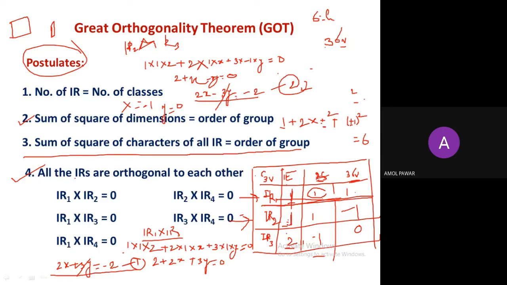In the second representation, 1 and minus 1. So this is one dimensional. There is no 0. What about the third row? This 2 is two dimensional, or we can say multi-dimensional. Irreducible representations can have 0 in their set of characters. So 0 is there, but 0 is not there in the first or second row.